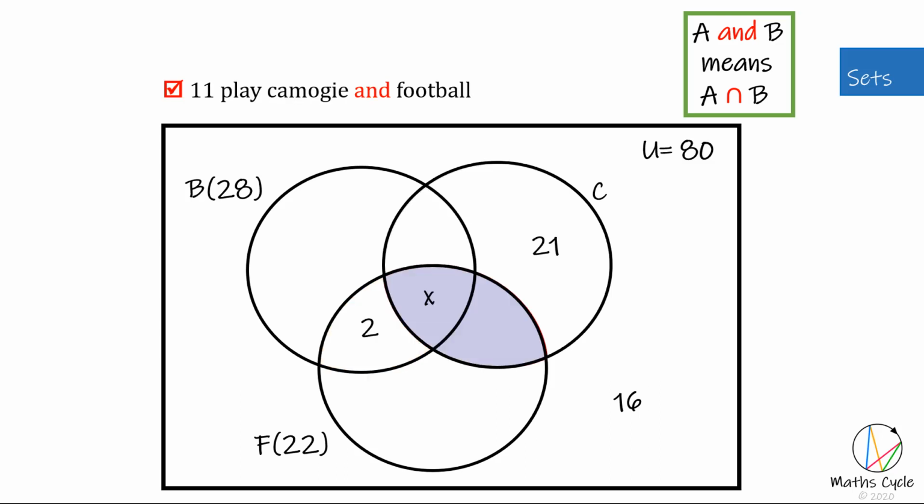Okay, next piece of information. 11 play camogie and football. So and means intersection. So that's this indigo part here. 11 people are here. Now you can see we already have X number of students accounted for. But we're told that 11 is the number for the total of this intersection. So this little bit here then is just going to be 11 students minus the X we already have. So what we put in there is 11 minus X.